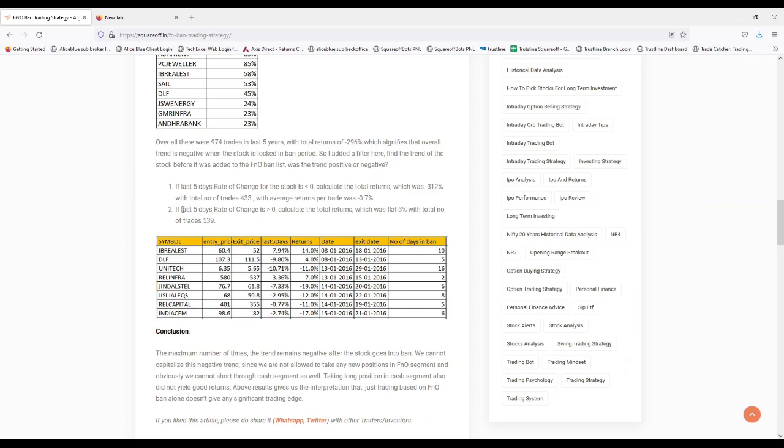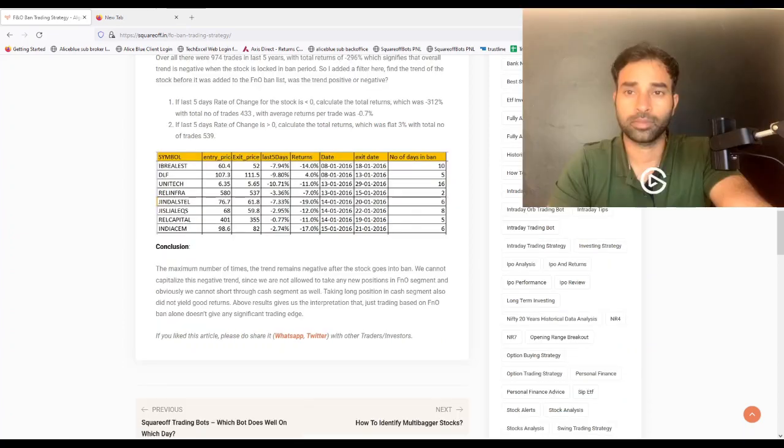Similarly, in the last 5 days, if the rate of change is greater than 0, then if you calculate the overall returns, it was a flat 3%, which means there was no big change that happened with a stock having a positive movement before the stock is added into the F&O list.